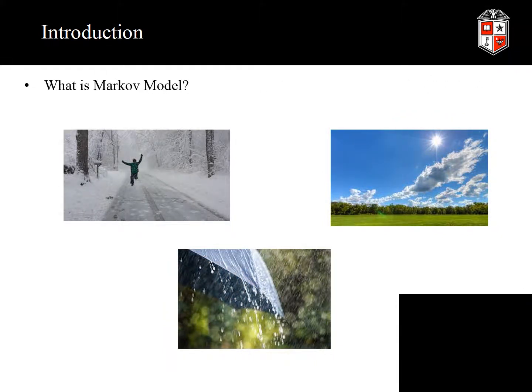So let's start by introducing the Markov model with an example. Consider that the weather is divided into three different types: the snowy day, the sunny day, and a rainy day. Basically, if the weather is considered as a Markovian model, the likelihood of predicting the type of weather for tomorrow will only depend on our observations or our knowledge about the weather today.